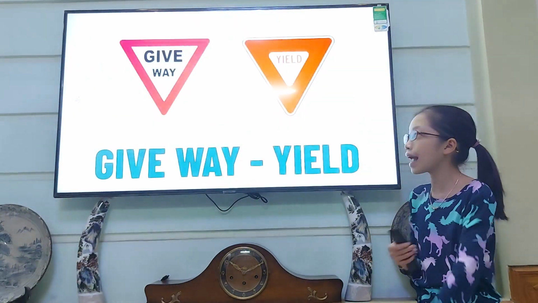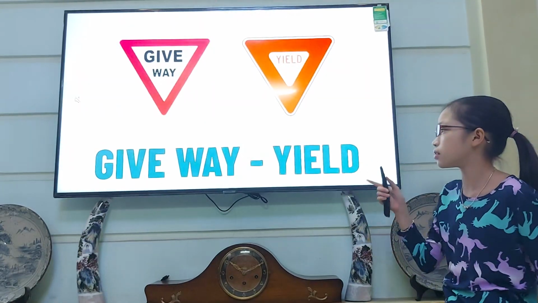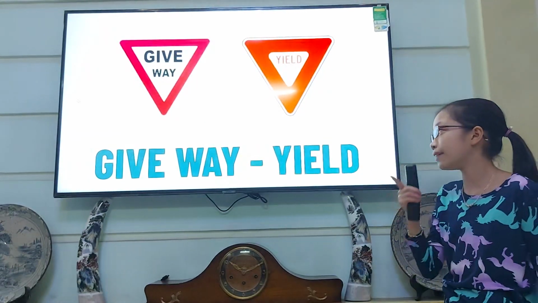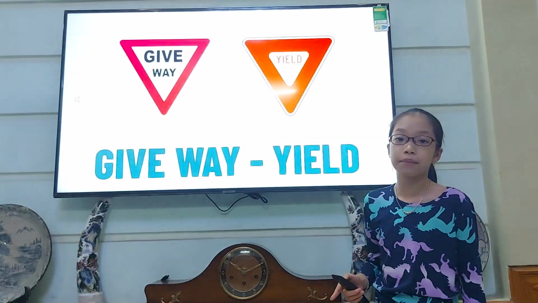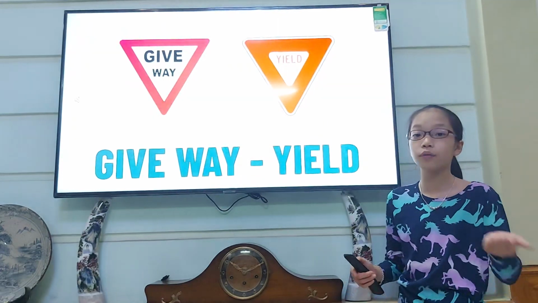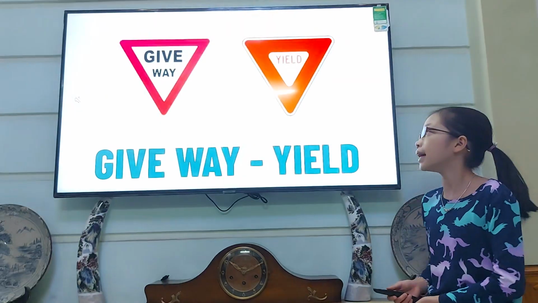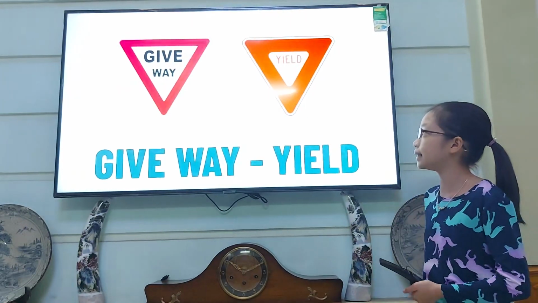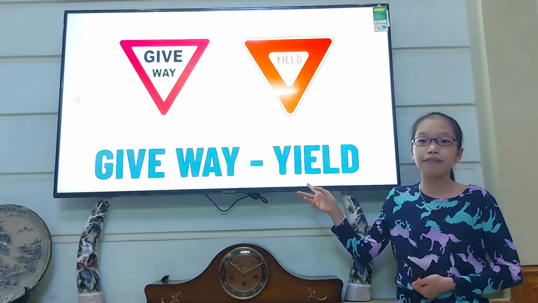And we have the next road sign. Can you guess what this is supposed to mean? Give way and yield. Well, road signs can be different shapes. It can be a square, a circle, or a triangle. And this road sign is actually a triangle. It's red and inside it is white. So give way and yield have the same meaning.